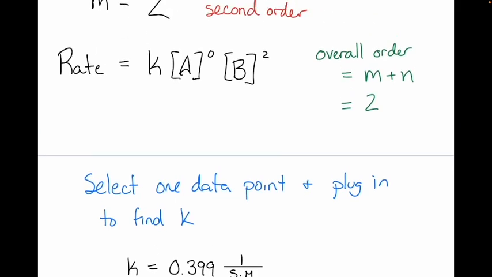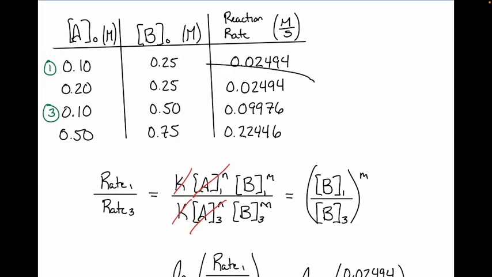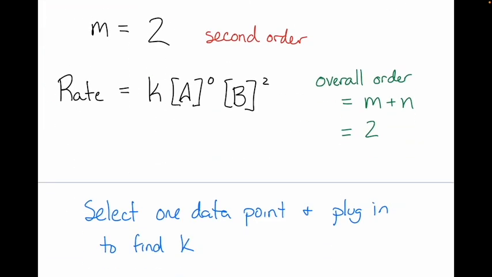But how did I find that? All I did was go in and grab one data point from my table here, plug in my rate and my concentrations, and use that to solve for K. Cool.